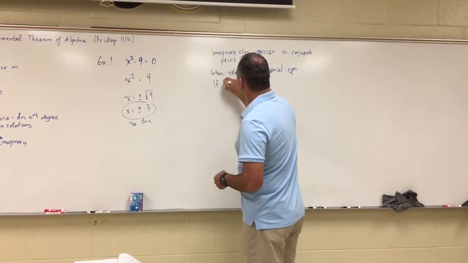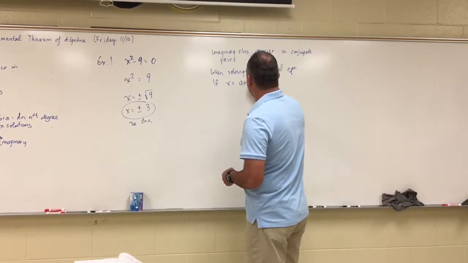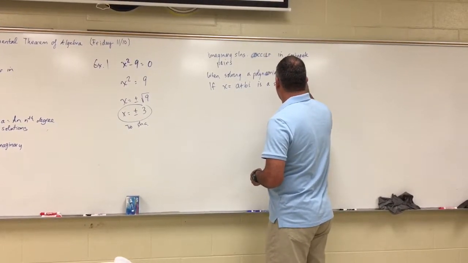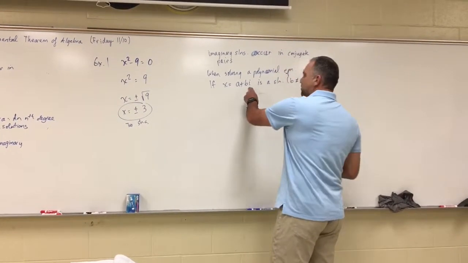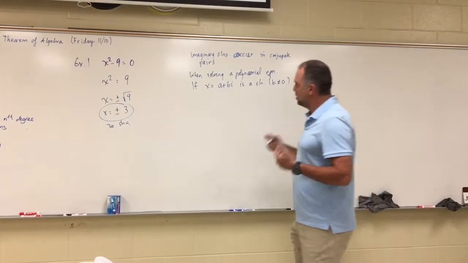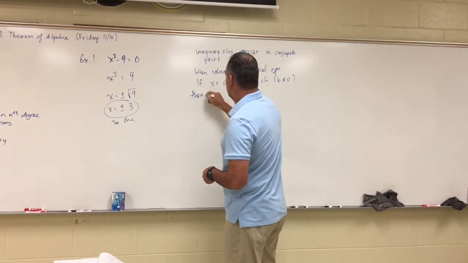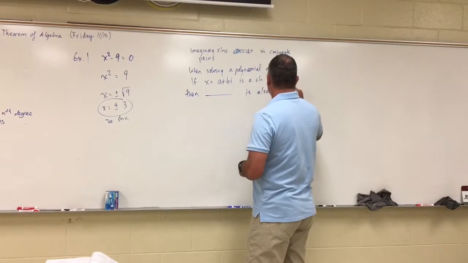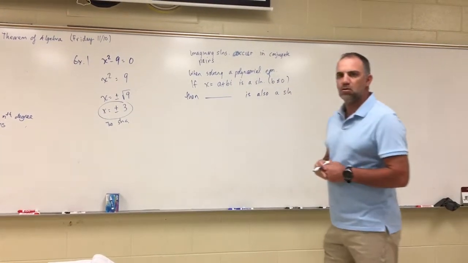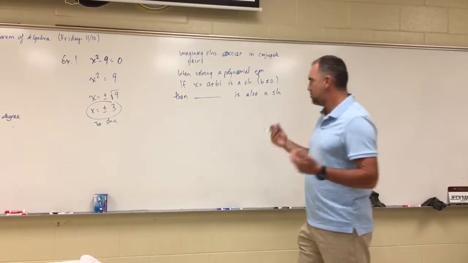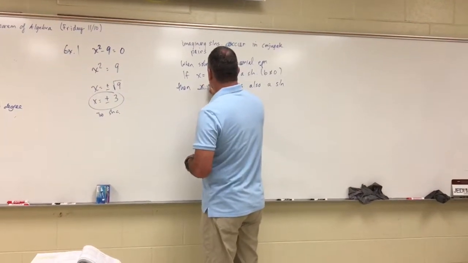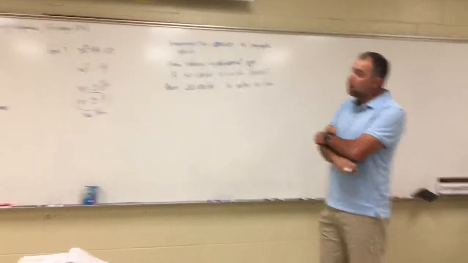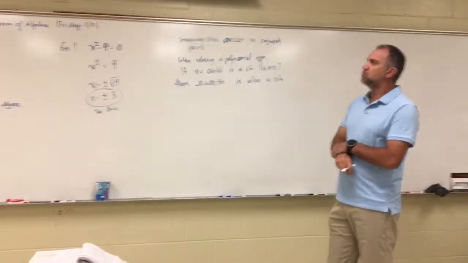So when solving a polynomial equation, if x equals a plus bi is a solution, and when we're talking about this form, b cannot equal 0 because we have to have the imaginary number, then blank is also a solution. So what do you think that means? A minus bi. So just like we looked at the other day with our conjugates when we're dividing, now we're guaranteed that that's going to be a solution.